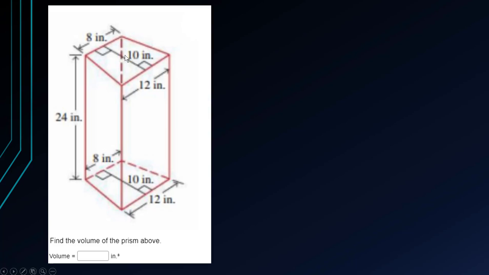One of the things you have to sometimes keep straight, though, is that as you do some of these prisms, there's going to be a height of the prism, and there may be a height that you're using to calculate the area of the base. I have that here. This 24 inches is the height of the prism. When I do the calculation eventually for the volume, which is the area of the base times the height, this height right here is going to be the 24 inches.